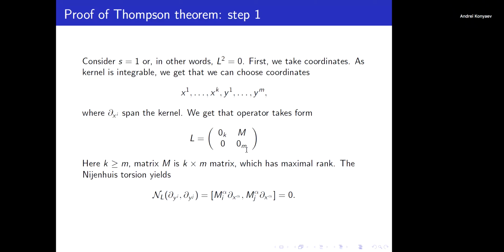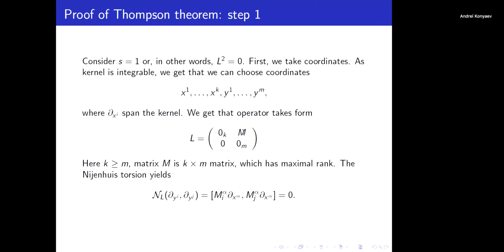k equals m, or it's a tall matrix, like it has long columns and short rows, right? And this is important because later this is a crucial part. We see the difference between the kernel distribution and the image distribution in this. So if we do have something like this, then we can calculate the vanishing of the Nijenhuis torsion.